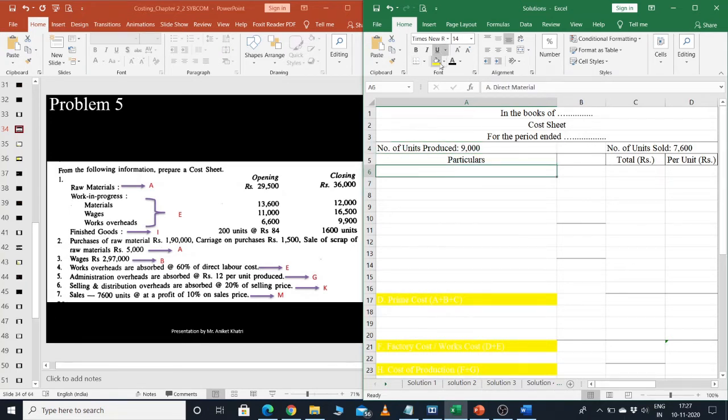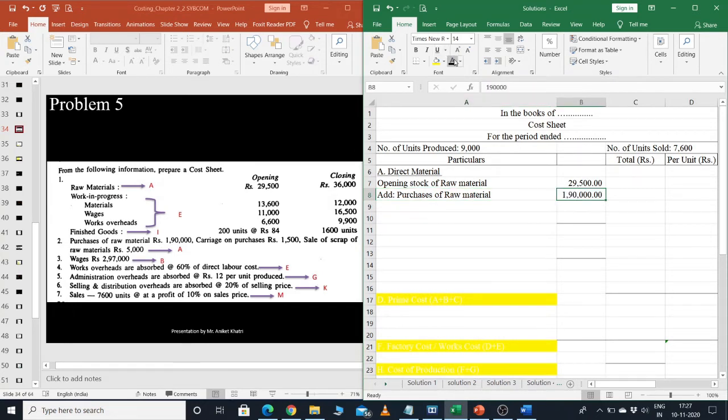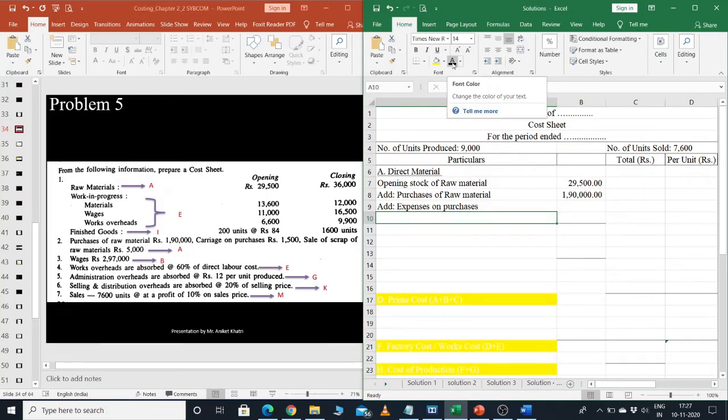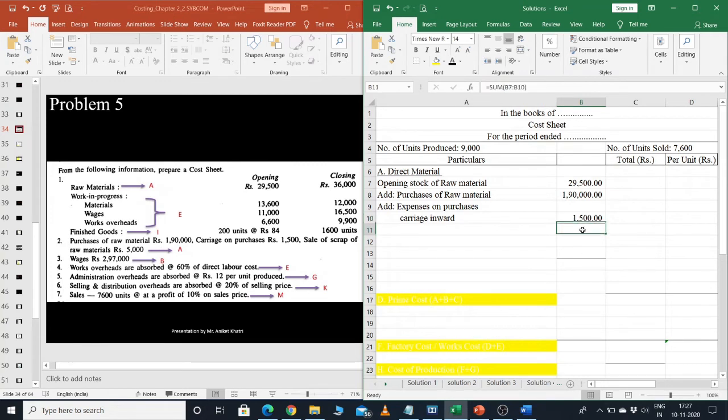So let us start our main example. So first, direct material consumed. So here first is raw material, which is mentioned, that is opening stock of raw material, 29,500. Next, I need to add the purchases of raw material. So here it is mentioned 1,90,000. Again to that, I need to add expenses on purchases. So here expenses are carriage on purchases, that is 1,500. So I just quickly total up, that is 2,21,000.